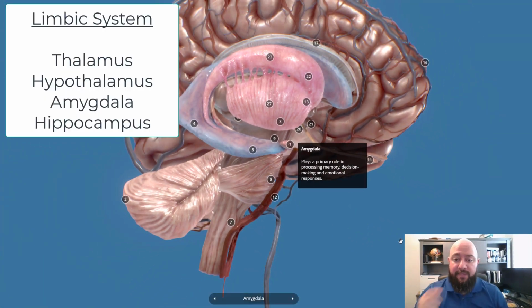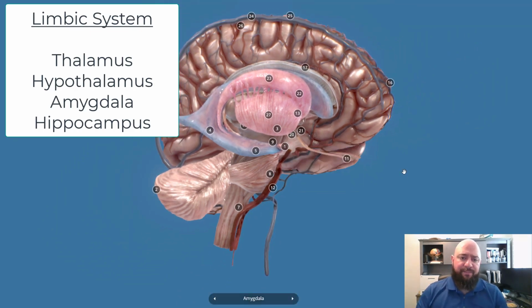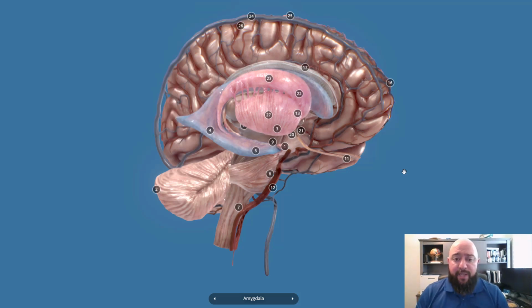All right, and so those are the 4 parts of the limbic system. We got the thalamus, the hypothalamus, the amygdala, and the hippocampus. And these are all areas of the brain that are going to come up repeatedly over the semester as we deal with certain areas and certain concepts that they're related with. So you'll probably hear this or see this information over and over again.